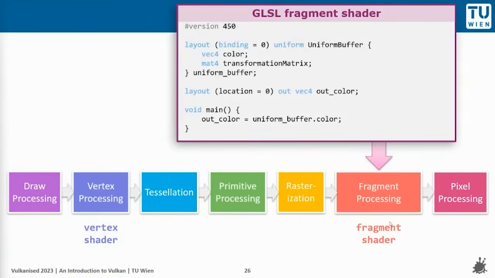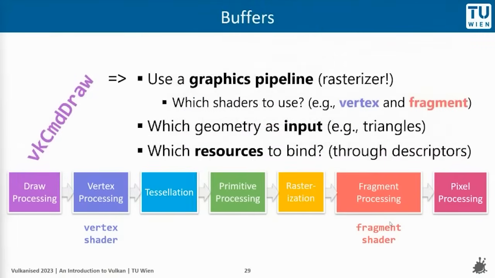We can also use that same uniform buffer in the fragment shader. Also here we see the same binding number and the same data definition. But in this case, we are using just the color value that we stored in the uniform buffer. Okay, so back to this overview here, so to say.